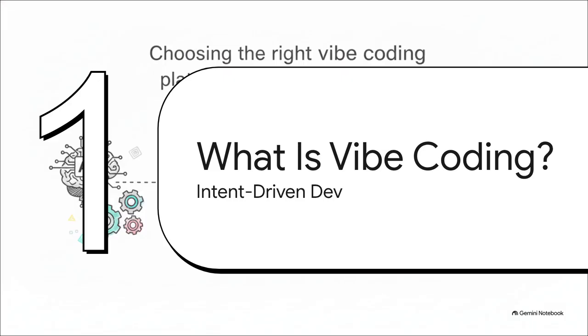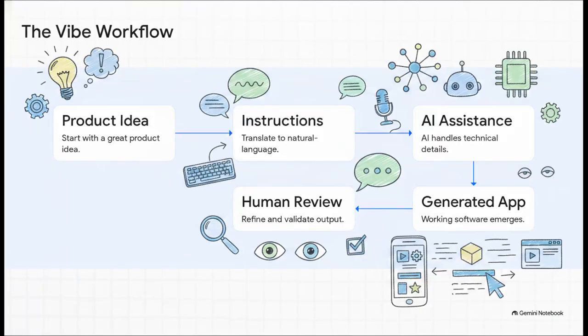What is vibe coding? And this brilliantly illustrates the workflow. This concept, which really caught fire in late 2024, represents a massive shift. We're moving away from traditional manual execution straight into intent-driven collaboration. Here's how it works now. You start with a product idea, you translate that into natural language instructions, and then the AI just goes to work. What comes out the other side is generated software, which is then refined through human review.